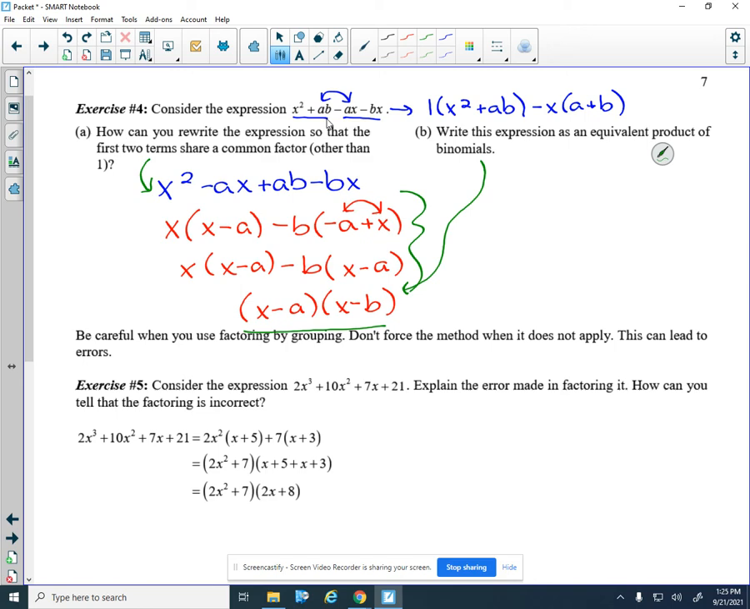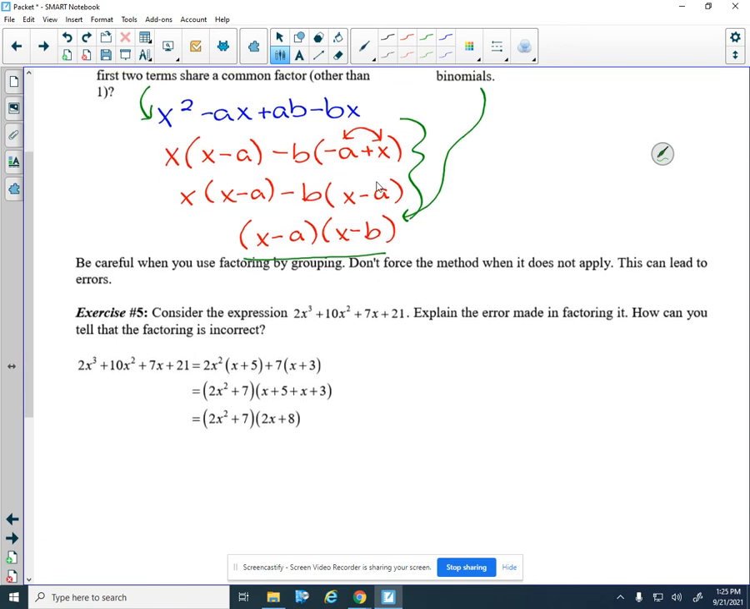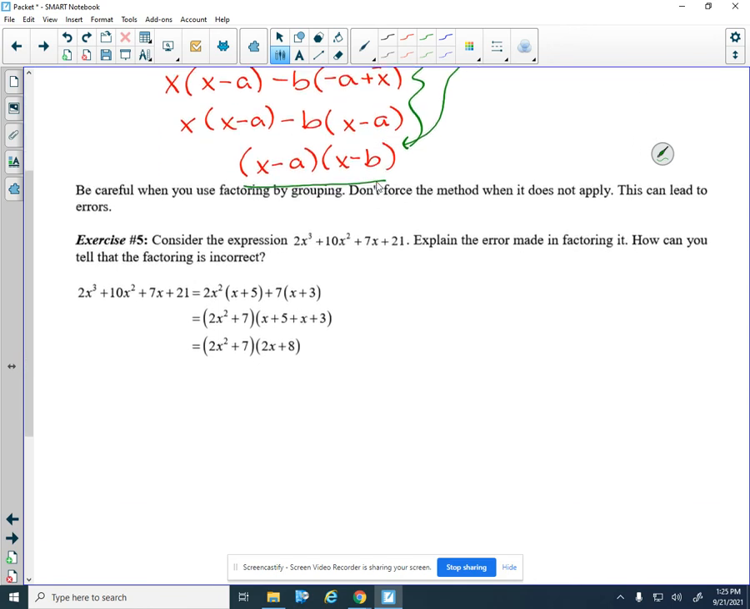Our next little thinking question is something that can happen. We like it when we see 4 terms to think that grouping works. So if we had an expression like this, 2x cubed plus 10x squared plus 7x plus 21, it looks like we should be able to factor it, right? It looks like 4 terms. But if you take out the GCF here of 2x squared, this is what you'll get. And if you take out a GCF of 7 here, this is what you'll get.